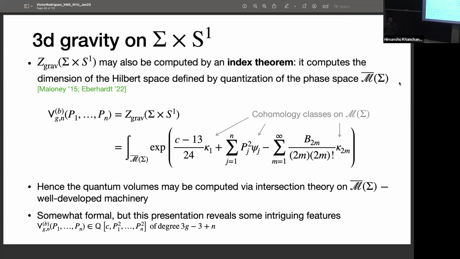By M bar, you mean some compactification? Yeah, of the moduli space. Is that the Mumford compactification, or something else? The Mumford compactification, yeah, this is the usual one. Well, for the string theory scattering amplitudes, it actually doesn't matter because they're convergent integrals anyway. But from this language, yeah.